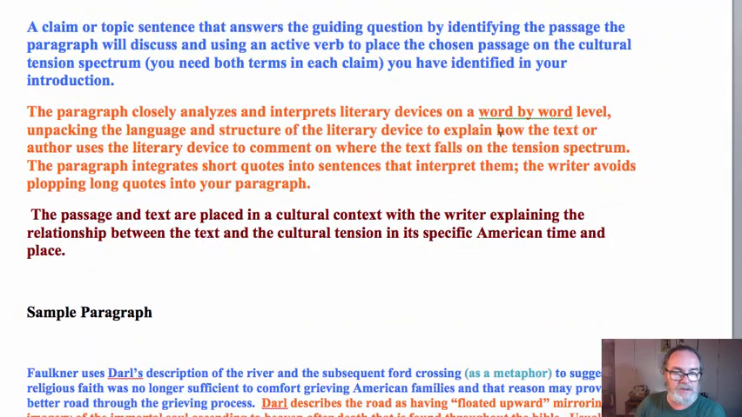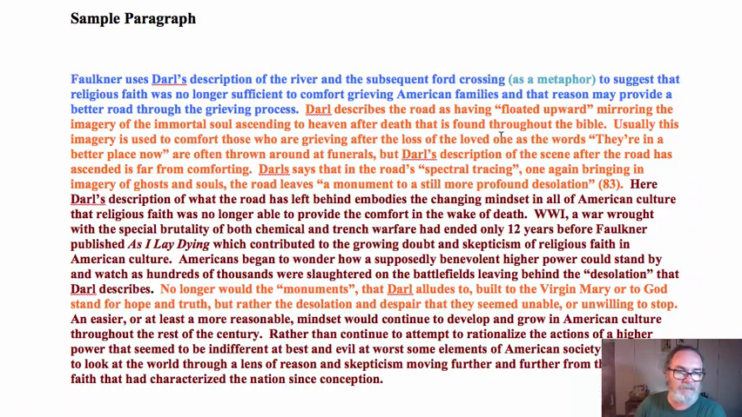So again, here's the criteria for a good body paragraph. And here's an example of a paragraph that's good because it meets all the goals of the paragraph as represented by the color codes, but might lack a little balance in terms of language analysis versus cultural context. Although, as I said, this is still a really good paragraph.